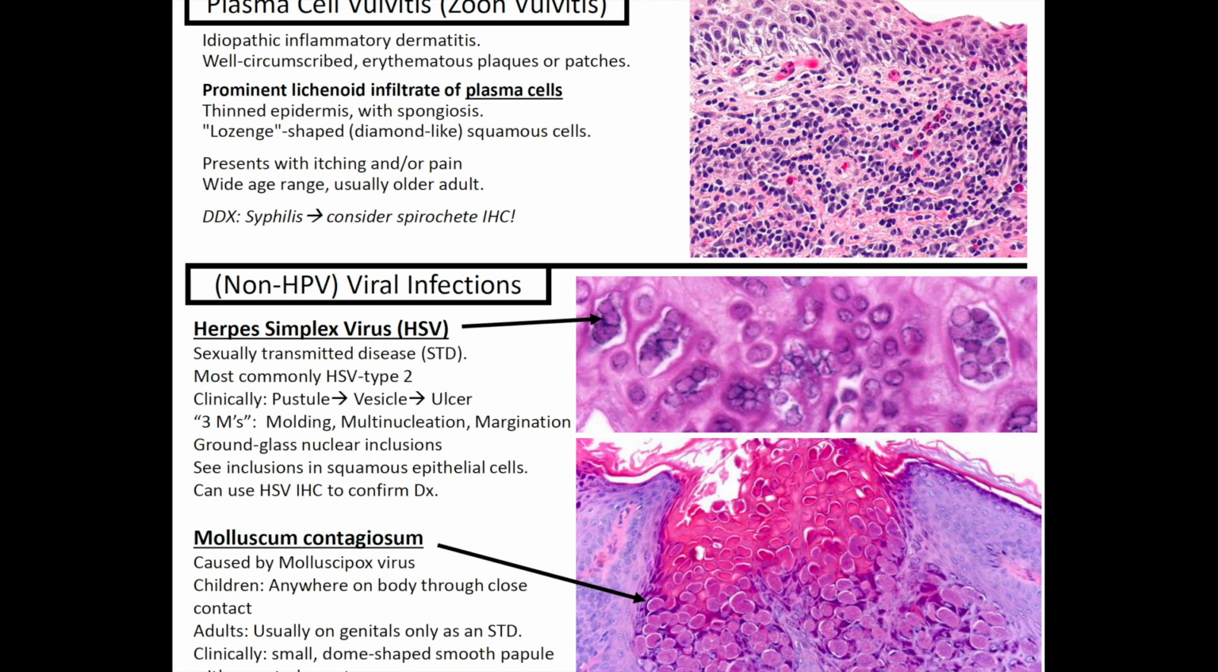Moving on, we have plasma cell vulvitis or Zoon vulvitis. This is an idiopathic inflammatory dermatitis. Well-circumscribed erythematous plaques or patches may be seen with prominent lichenoid infiltrate of plasma cells. You'll see thinned epidermis with spongiosis. As shown here, we can appreciate the spongiosis and thinning of the epidermis with lozenge-shaped or diamond-like squamous cells. And this is going to present with itching or pain, and there's a wide age range, usually occurring in older adults. The differential diagnosis includes syphilis, so you may want to consider getting a spirochete IHC.